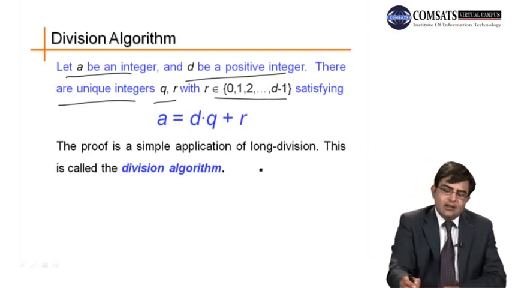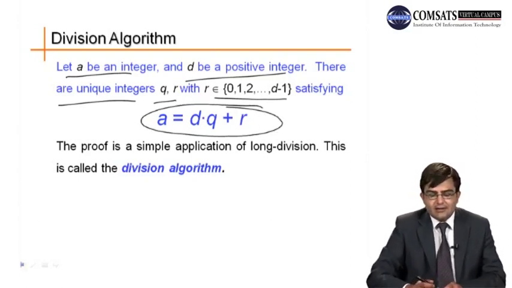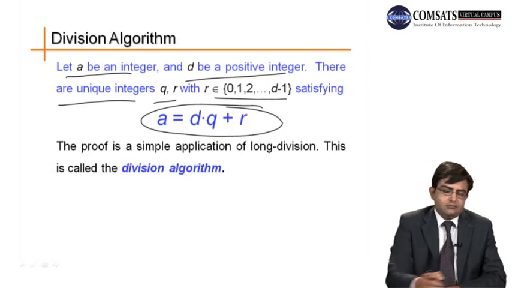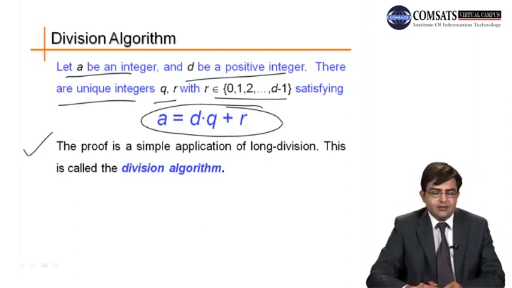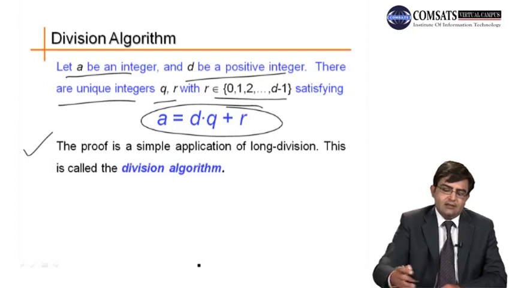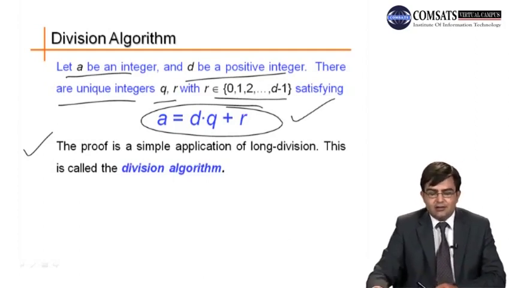So we can write generally the division algorithm as A is equal to D into Q plus R, where A is the dividend, D is the divisor, Q is the quotient, and R is the remainder. I recommend you see the book of Susanna Rosen for the proof of this division algorithm, which is very obvious. You can understand it easily, and this is called the division algorithm.